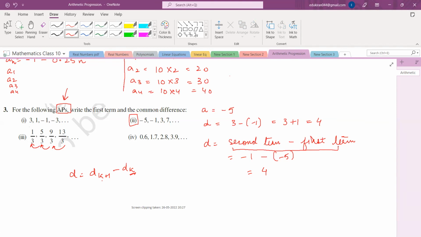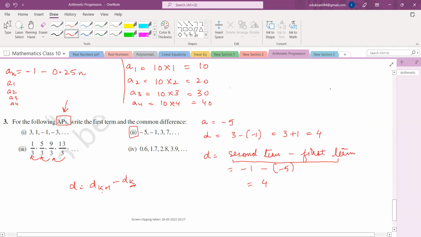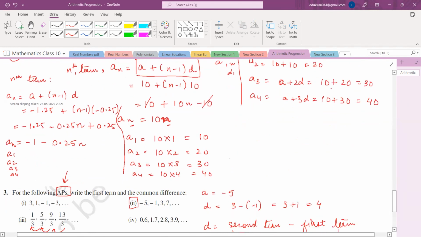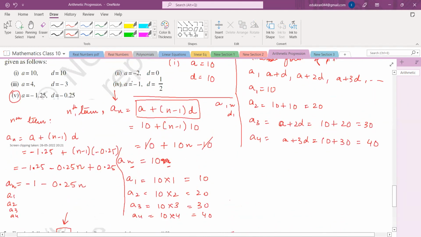Ma'am, in the previous question, n will be the nth term. N is actually the number of the term, right? A1 means your first term, A2 means your second term, A3 means your third term. Understood? Yes, ma'am. So A1 we don't need to find it. No, A1 is actually A, right? We denote it by A. The first term is usually denoted by A only. Okay, ma'am. So A1 is actually A.